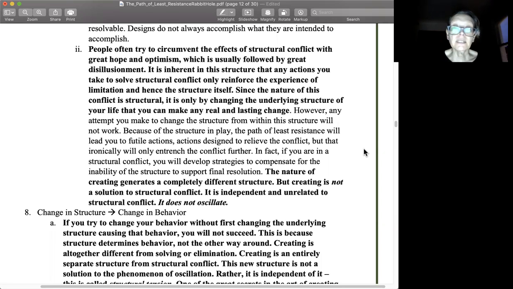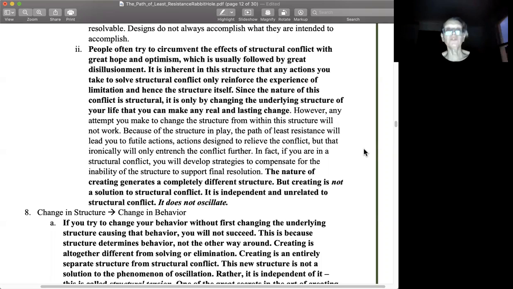Since the nature of this conflict is structural, it is only by changing the underlying structure of your life that you can make any real and lasting change. However, any attempt you make to change the structure from within this structure will not work. Because of the structure in play, the path of least resistance will lead you to futile actions designed to relieve the conflict, but that ironically will only entrench the conflict further.